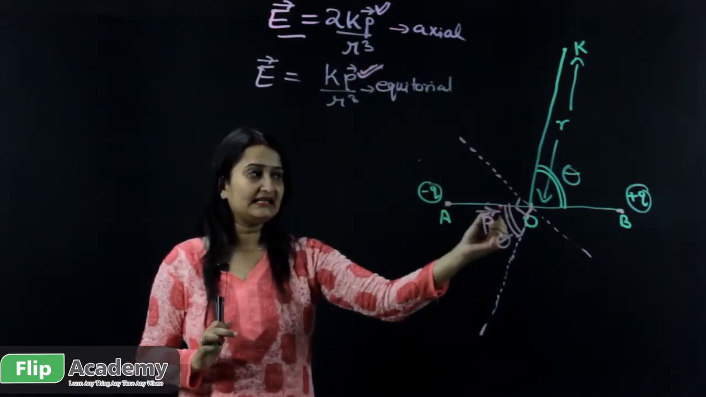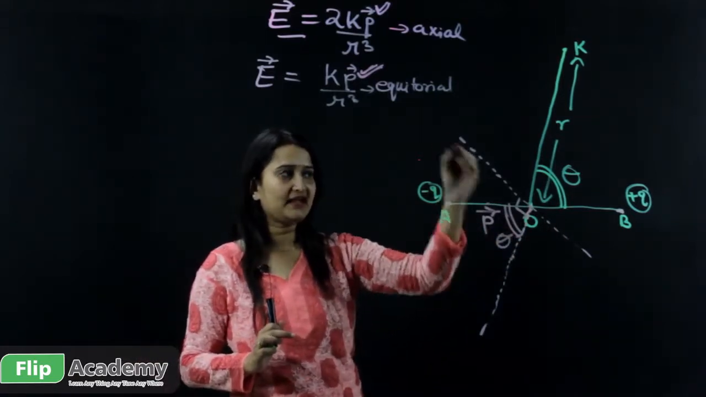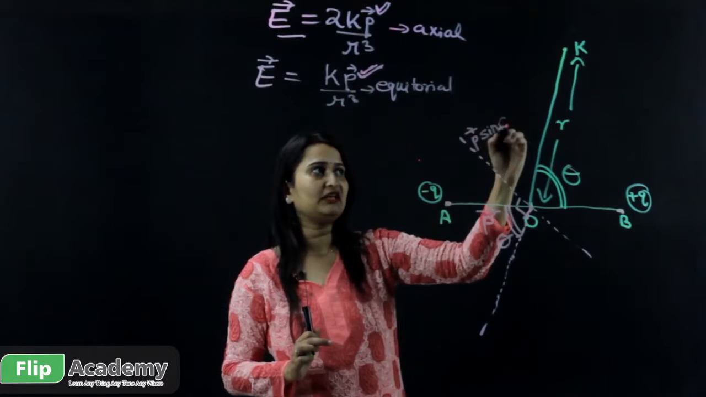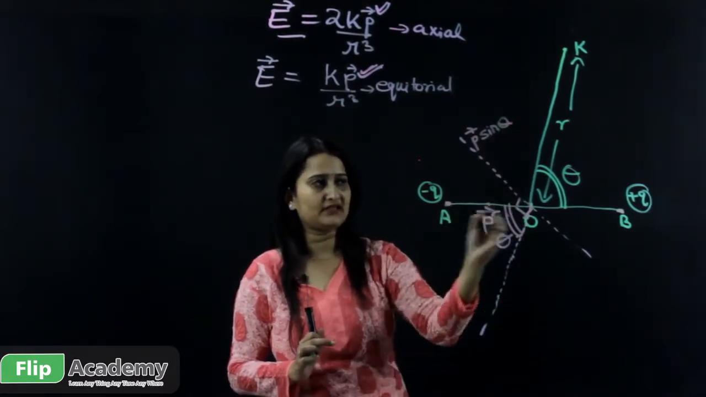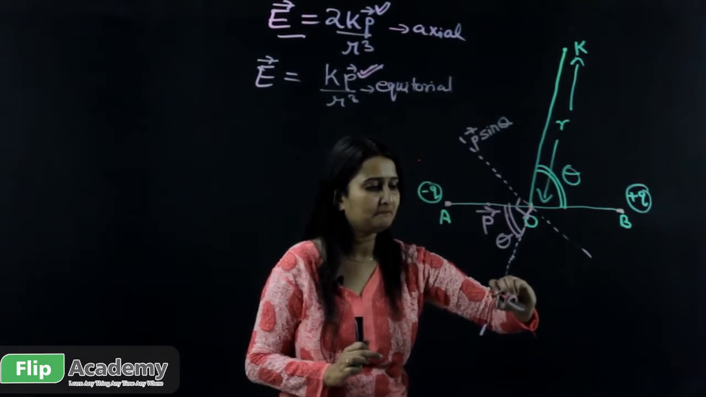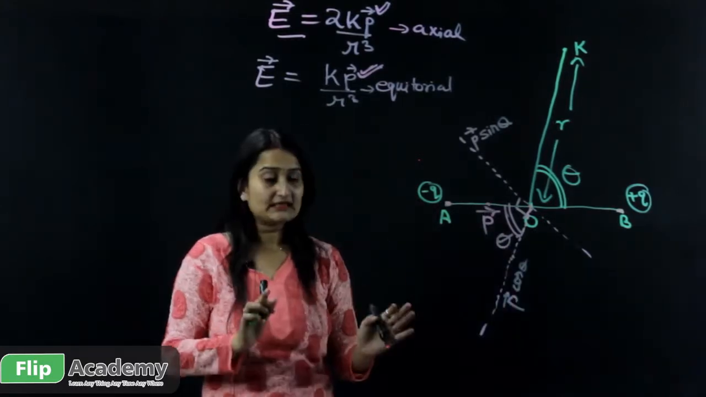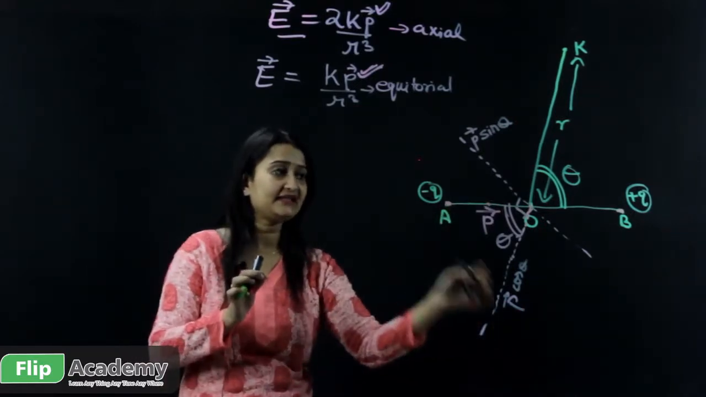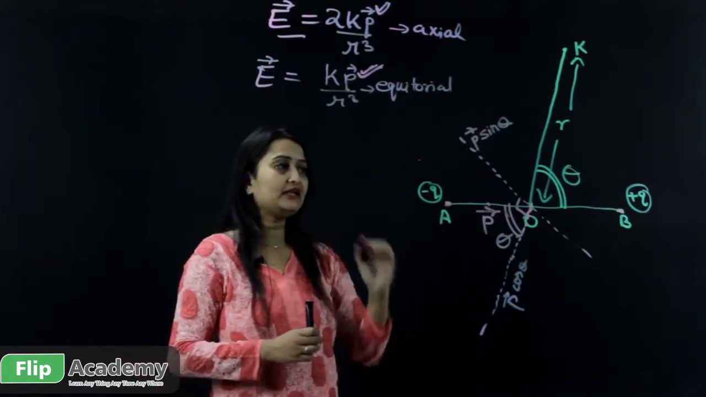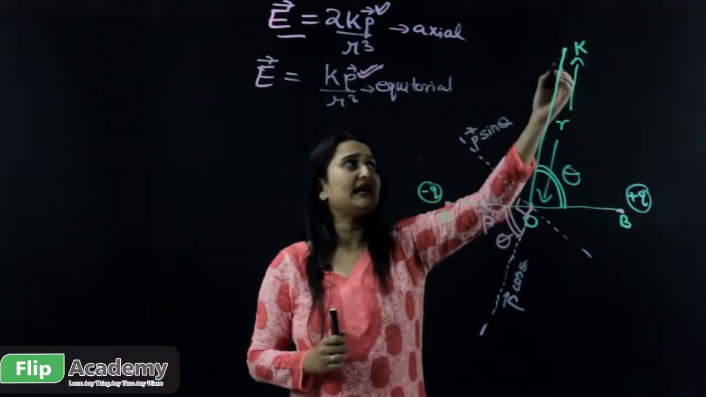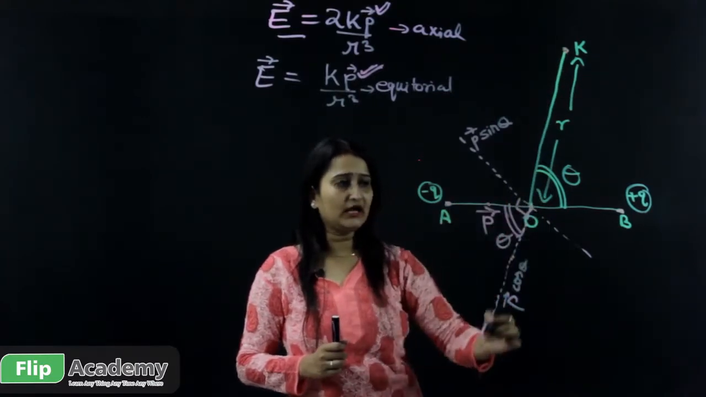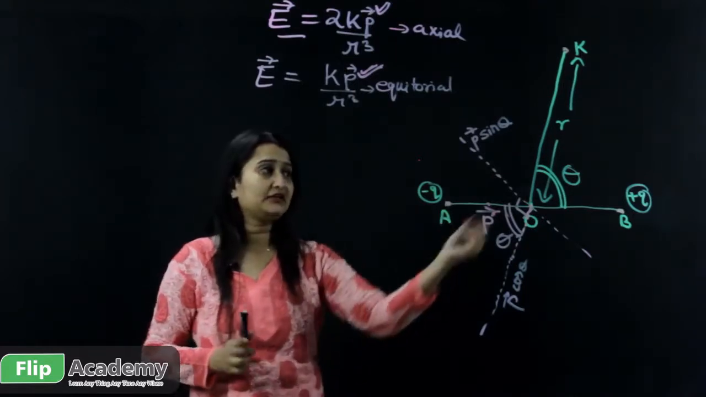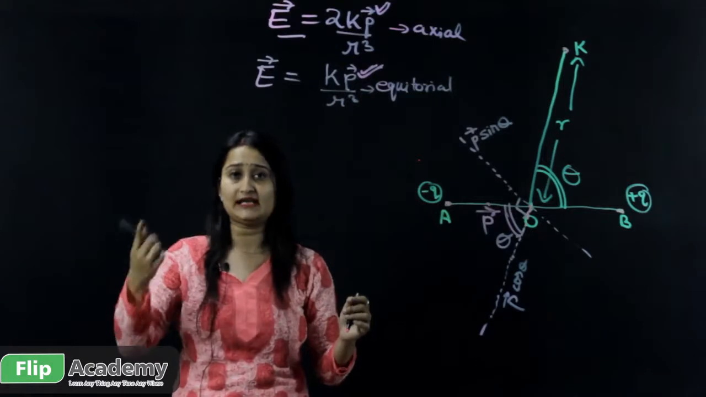Now, if this angle is theta, then the y component for the vector P becomes P sine theta, and the x component for the vector P becomes P cos theta. This is the way we have resolved the dipole moment into its y component and x component. Look at the diagram very carefully. In this diagram, you can see that this K lies on the x-axis of the dipole moment. So now let us mark these two vectors as the different electric dipoles.